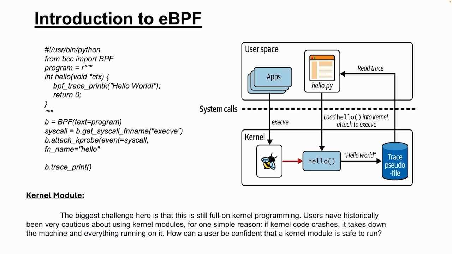So the attach kprobe will actually attach an event to our program. Whenever this execve system call is executed, the event will be triggered, and that will invoke our BPF program to get executed. And in the end, we are trying to print the trace buffer.